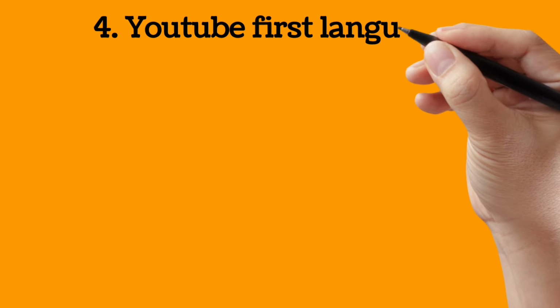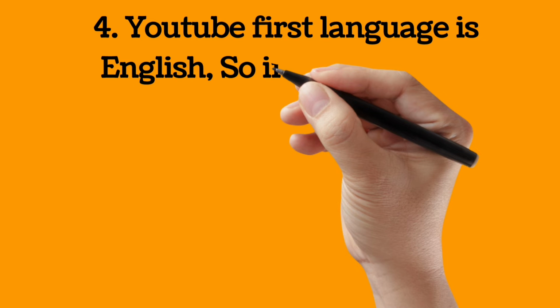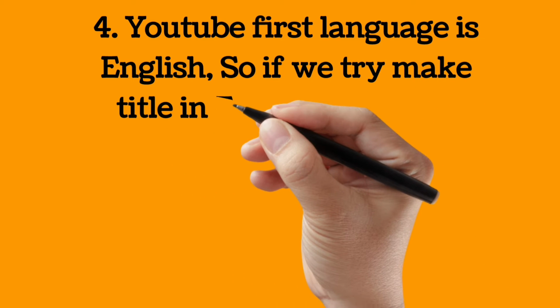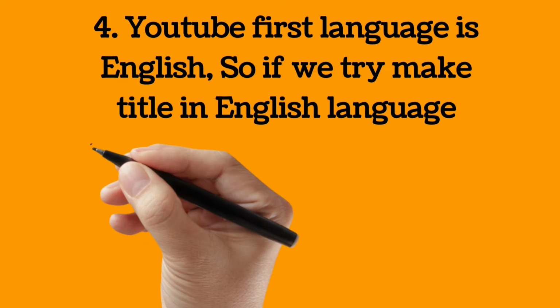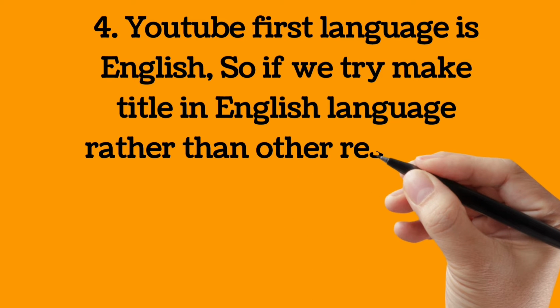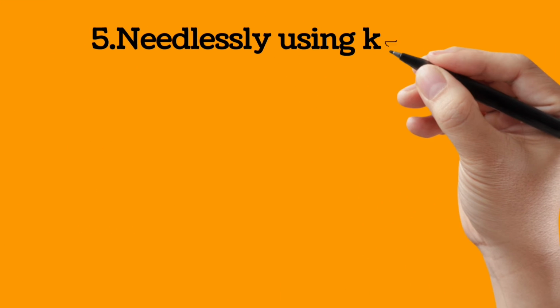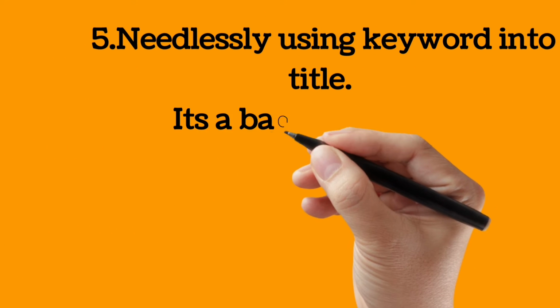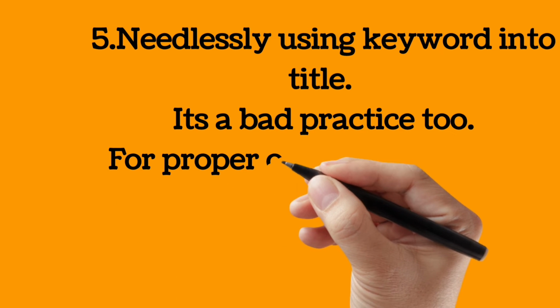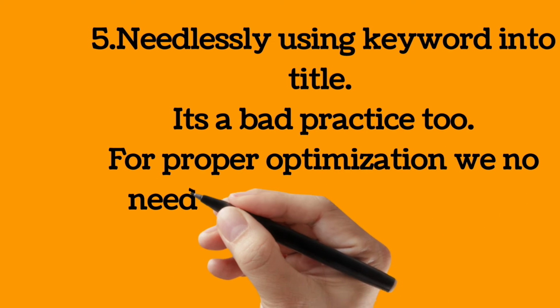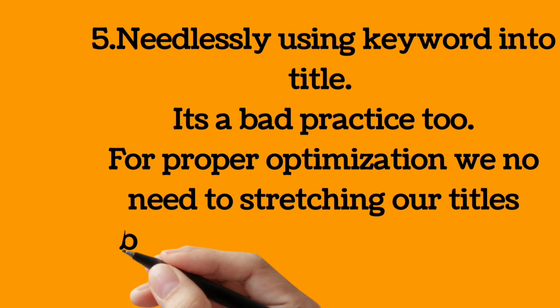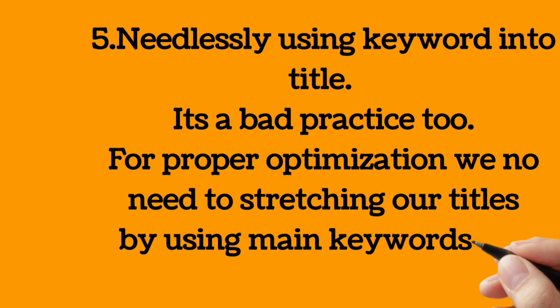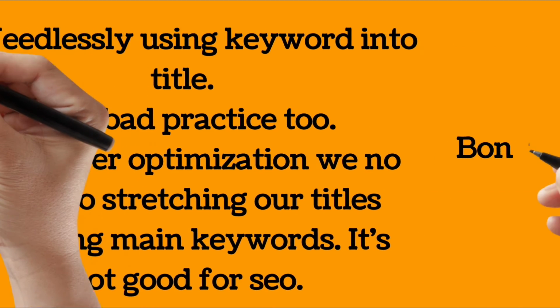YouTube's first language is English, so if we make the title in English rather than other respective languages, it works best for SEO. Needlessly using keywords in the title is a bad practice too. For proper optimization, we do not need to stretch our titles by using main keywords. It's not good for SEO.